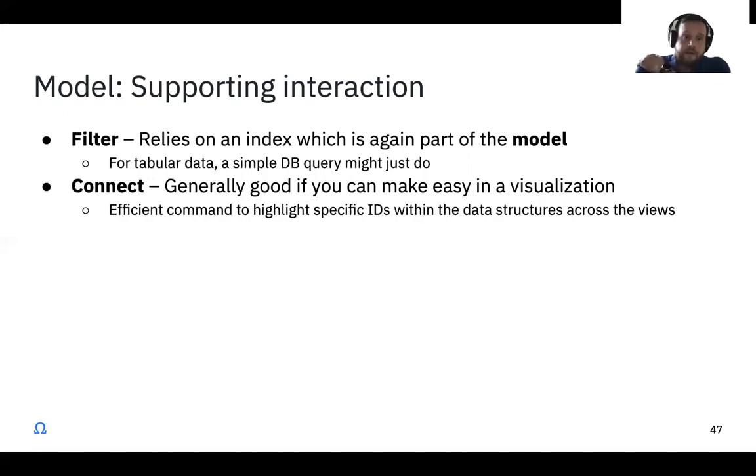And finally, we have filter and connect. So a filter will rely on an index, which is again part of the model. We have been over this when we were talking about explore. If you have tabular data, then a simple database query might just do. So if you're just searching data in your database, your data is a table, so instances with attributes of variable types that we have discussed previously, going from categorical to ratio.